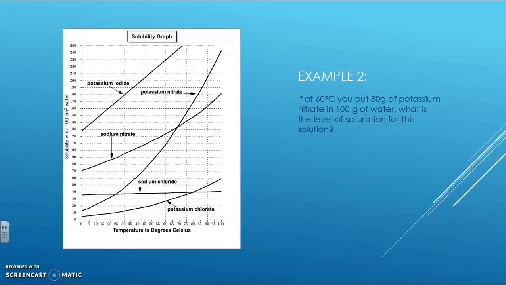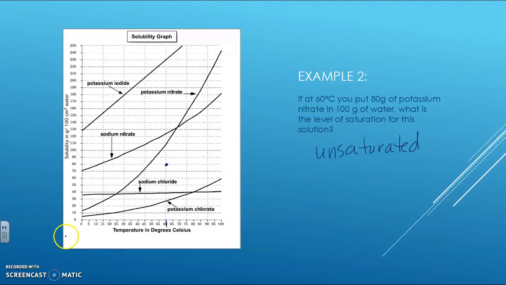On the next one, it says, at 60 degrees Celsius, we put 80 grams of potassium nitrate in 100 grams of water. So we're going from 80 grams at 60 degrees Celsius in 100 grams of water, and we were looking at that potassium nitrate curve, right? And it says, what is the level of saturation for the solution? Well, it's underneath the line of saturation, so we would consider this unsaturated.